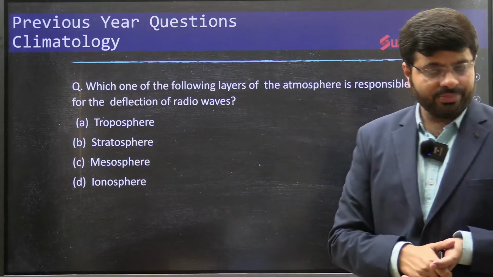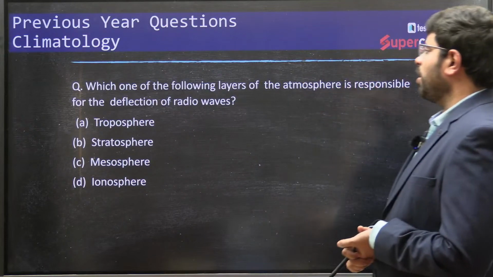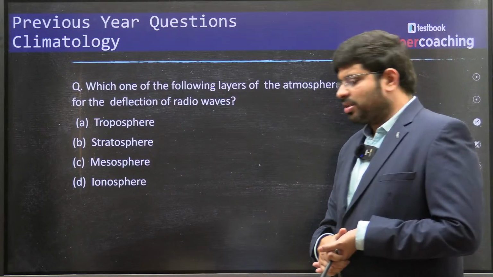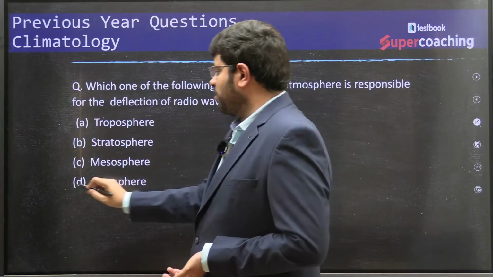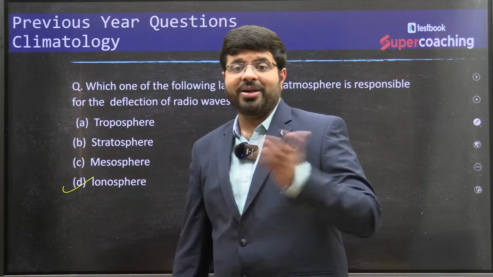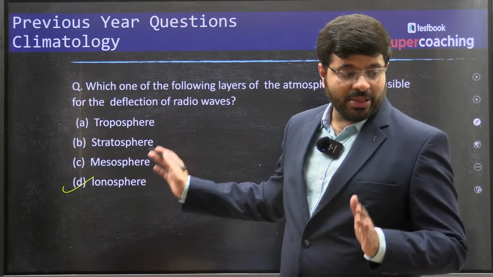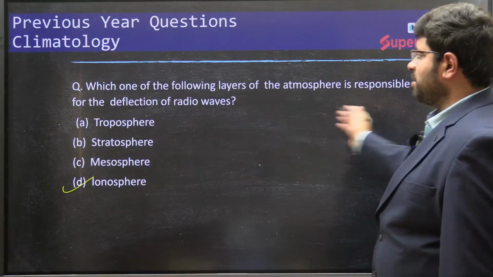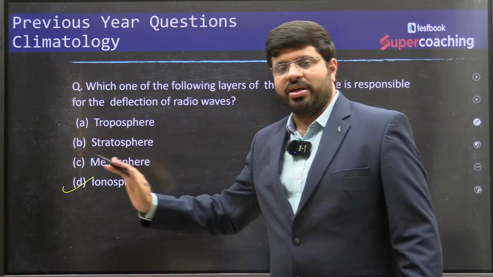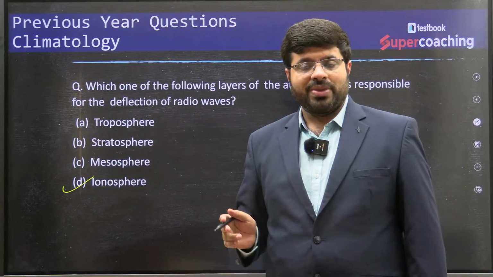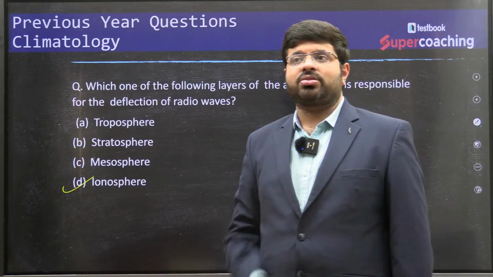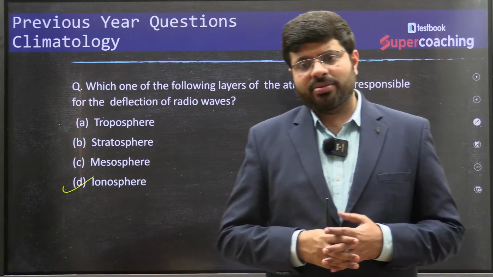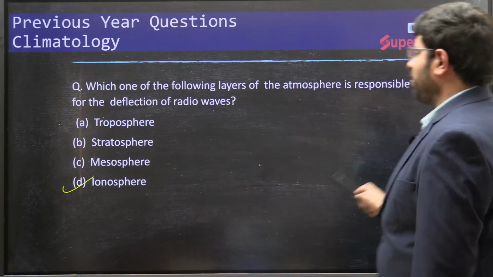Then the next question. Which one of the following layers of the atmosphere is responsible for the deflection of radio waves? The ionosphere is responsible. Now you compare the questions. In this question, can you do any blunder? You cannot, right? It is the ionosphere. Whereas for the question on what explains the continentality concept, there is a trickiness involved. That is what I am trying to tell you.